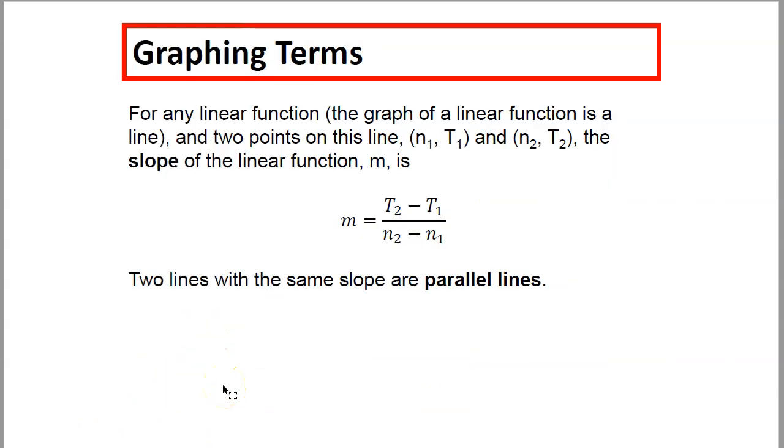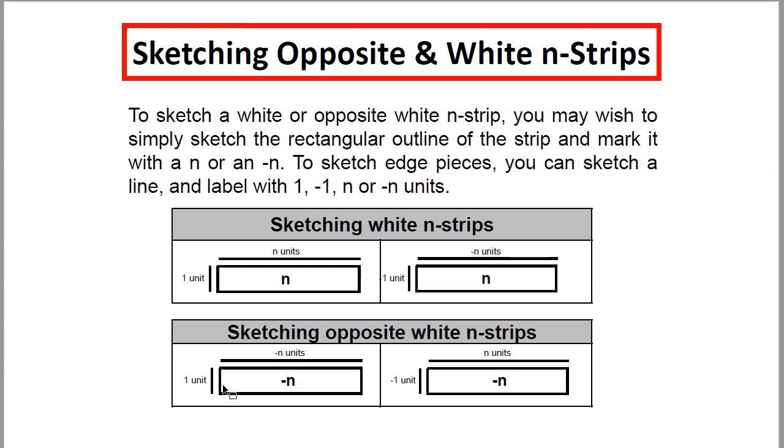You may recall the formula for finding the slope of a line. For 2 points, n1, t1, and n2, t2, m, that's the slope, is t2 minus t1 divided by n2 minus n1. And 2 lines with the same slope are parallel lines. When you sketch white and opposite white end strips, you can again just draw a rectangle and label them with n or minus n. And you can label edge pieces by just drawing lines as well if you need the edge pieces. You won't need edge pieces in activity 2.5.